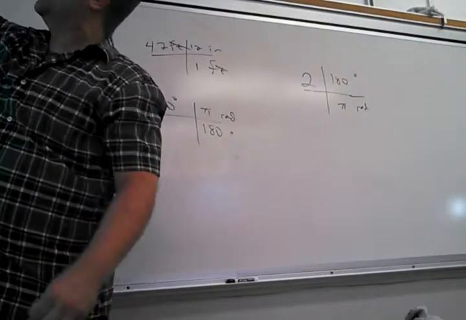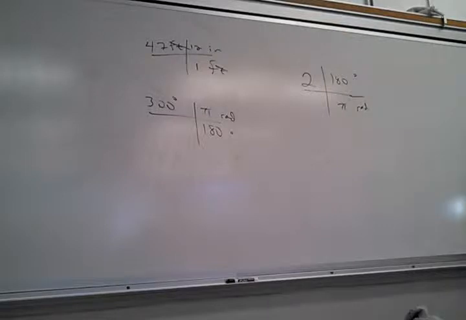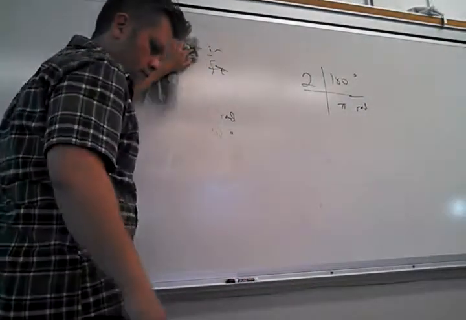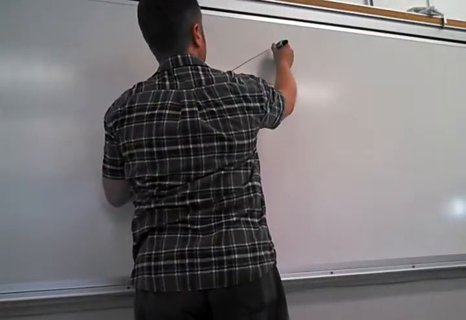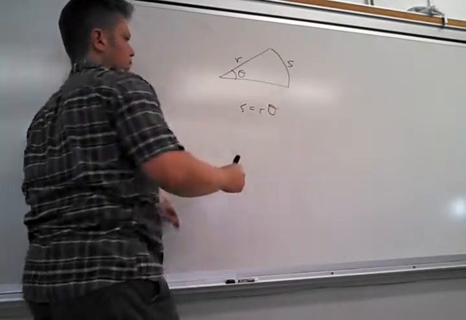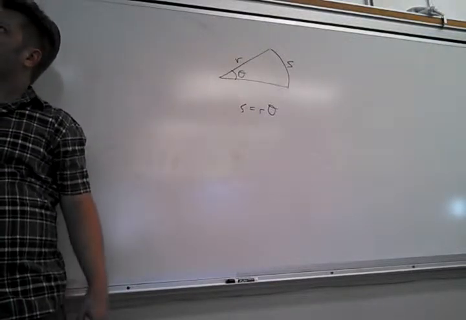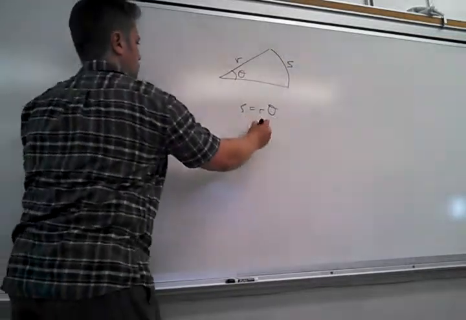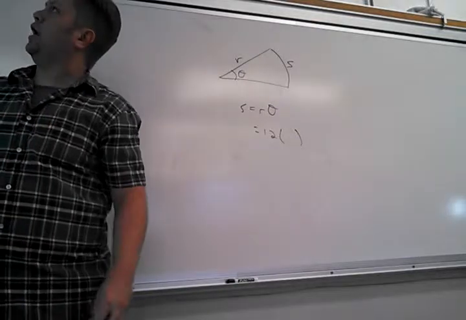Oh, what about number 3? Who remembers anything to do with that? It sounds harder than it is. When I have a sector, here's the radius, here's theta, S is r theta. So if the length of an arc of a circle with radius 12 centimeters, the radius is 12. The arc subtends a central angle of 30 degrees.